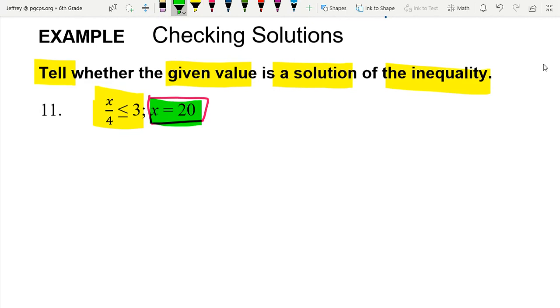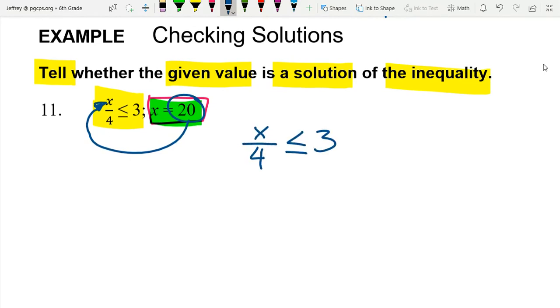So when you check solutions, what you need to do is make sure that you plug the value in to x. You substitute x with its given value, which is 20. So again, our inequality is x over 4 is less than or equal to 3. Now I need to substitute the value of x, which is 20, so it's going to be 20 over 4 is less than or equal to 3. Now simplify. What is 20 divided by 4? And that gives us 5.